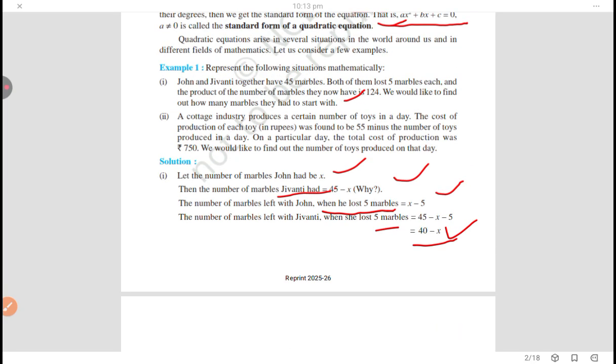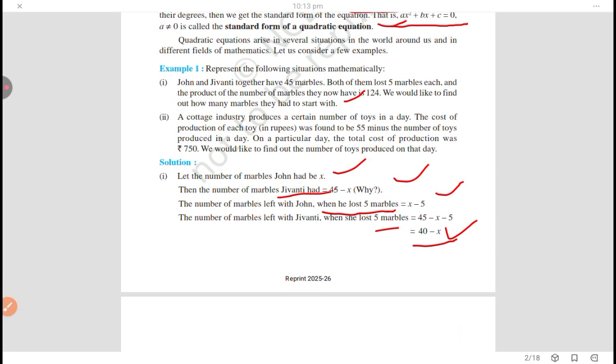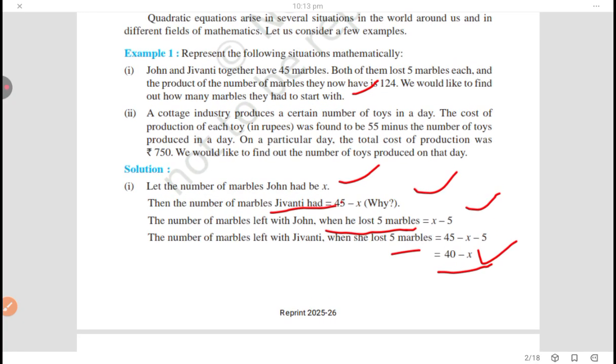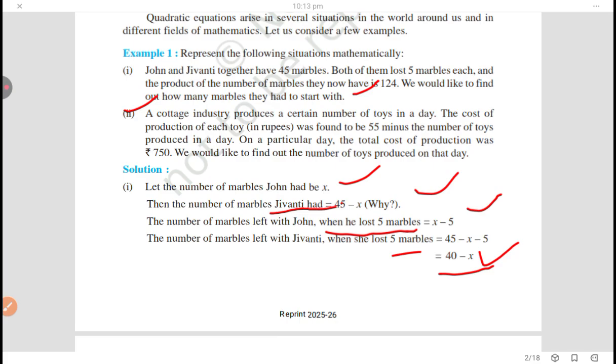Another question. A cottage industry produces a certain number of toys in a day. The cost of production of each toy was found to be 55 minus the number of toys produced in a day. On a particular day, the total cost of production was 750 rupees. We would like to find out the number of toys produced on that day.